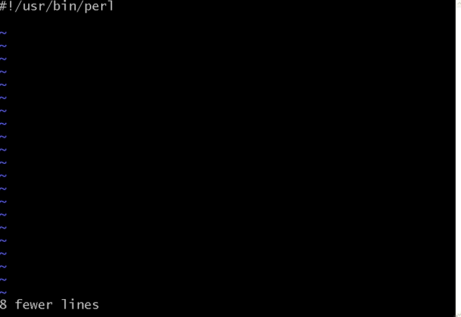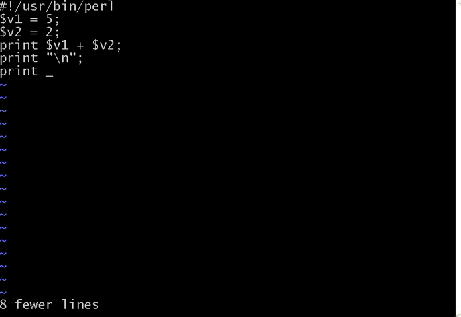First I want to define a simple variable $v1 equal to, let us say, 5, and $v2 equal to 2. If you want to make additions, it's very simple. Print $v1 plus $v2, then print backslash n, just to make a line break. If you want to have subtraction, very simple, print $v1 minus $v2.